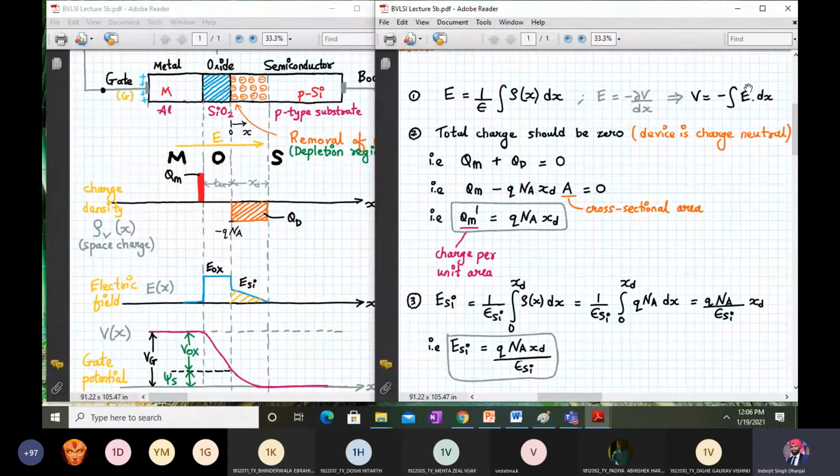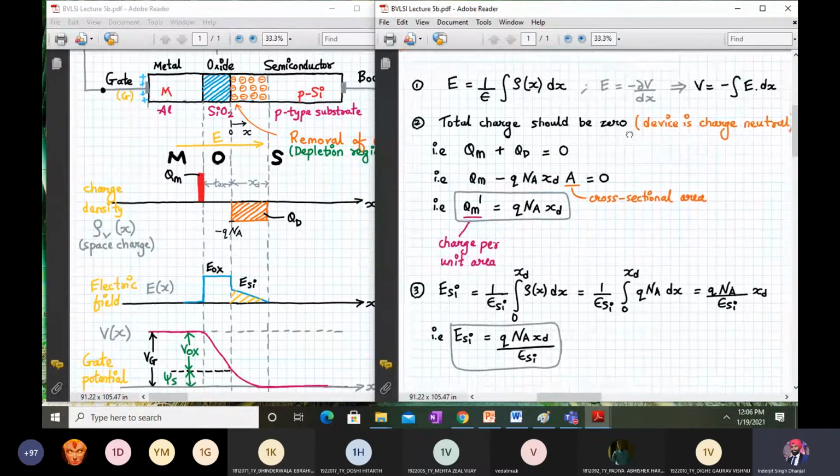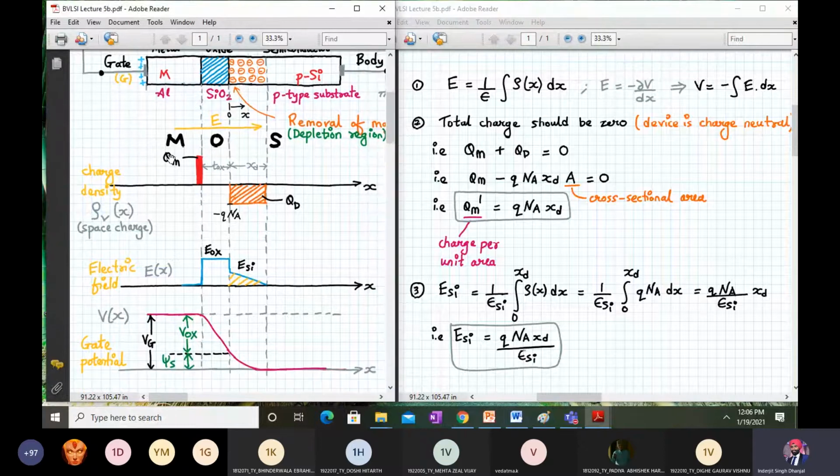Now, in the MOS capacitor, the device will still be neutral even if we apply the voltage, because there is no current flow. So the total charge should be zero. What is the total charge over here? Qm plus Qd. That means Qm plus Qd should be equal to zero.